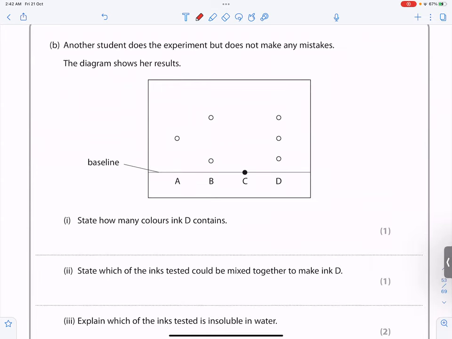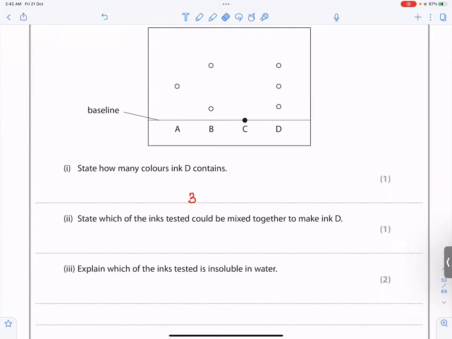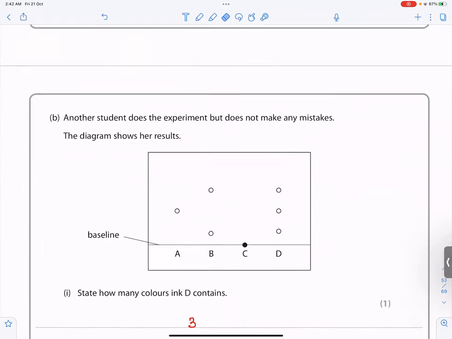Question B, another student does the experiment but doesn't make any mistakes. The diagram shown shows her results. State how many colors ink D contain. Vertically, واضح ان في ثلاثة spots. يبقى هنا three colors.